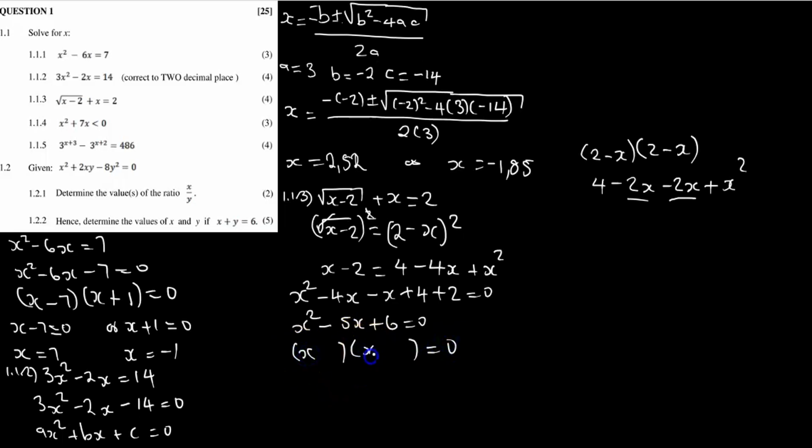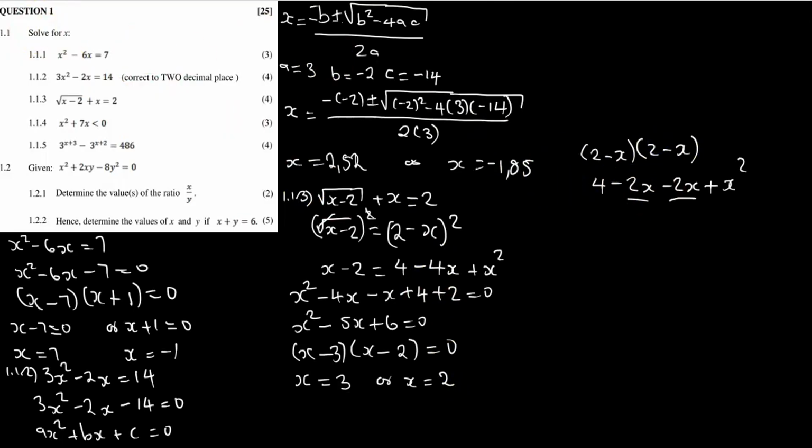It's x, and then the factors of 6 which when added give you 5. It's going to be 3 and 2. The signs are the same, they're negative. Then you equate to 0. So your x equals 3, or your x equals 2. And then we go to check.